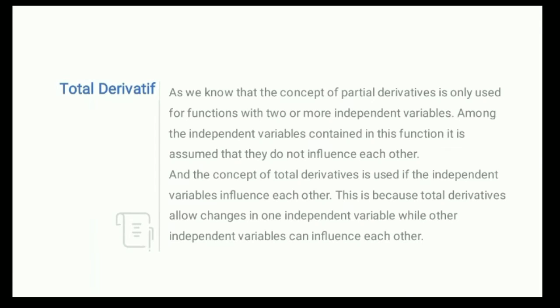Okay, total derivatives. As we know, the concept of partial derivative is only used for functions with two or more independent variables. Among the independent variables contained in this function, it is assumed that they do not influence each other. The concept of total derivative is used if the independent variables influence each other. This is because total derivatives allow changes in one independent variable while other independent variables can influence each other.